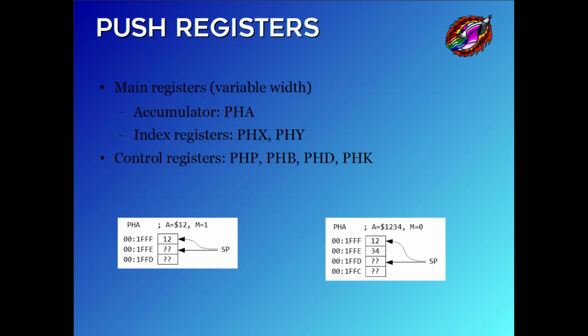Now, 7 registers can be pushed onto the stack. The accumulator with PHA or push A, the 2 index registers X and Y with push X and push Y, and then 4 different control registers: the processor status register with PHP, the data bank register B with PHB, a special register D that we haven't talked about yet but will soon with PHD, and then the code bank register K with PHK.